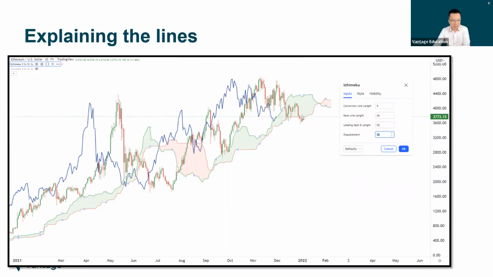All right, so again, with this blue line here, that's the conversion line length, the 9 period, right? Baseline length, the leading span B length of 52. But pay attention, not a lot of people focus on that term there, displacement, right? Not a lot of people focus on the displacement. Any idea what displacement is at this point? Anyone want to tell me what displacement is?